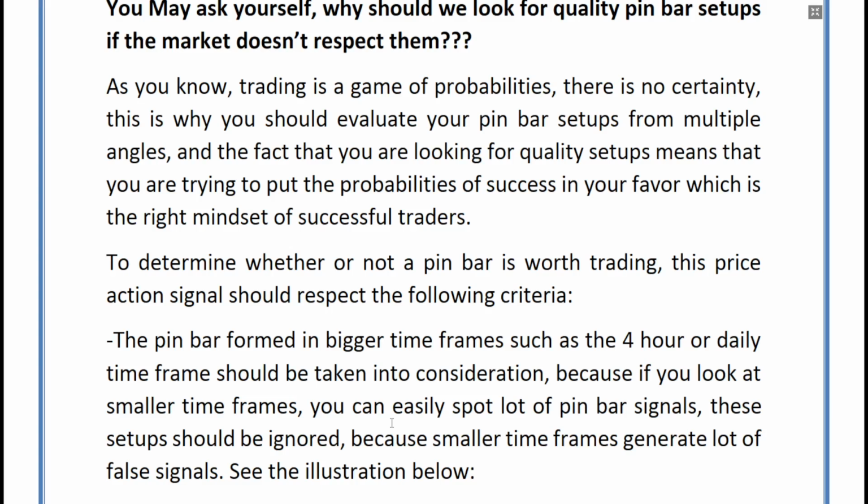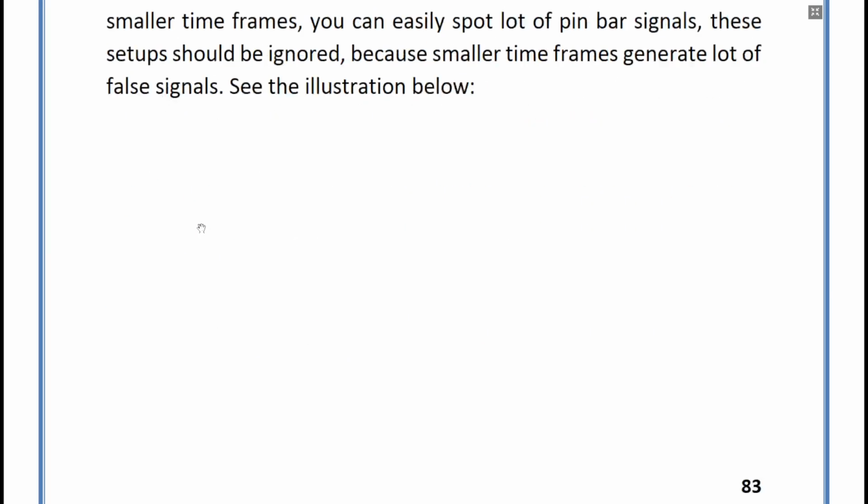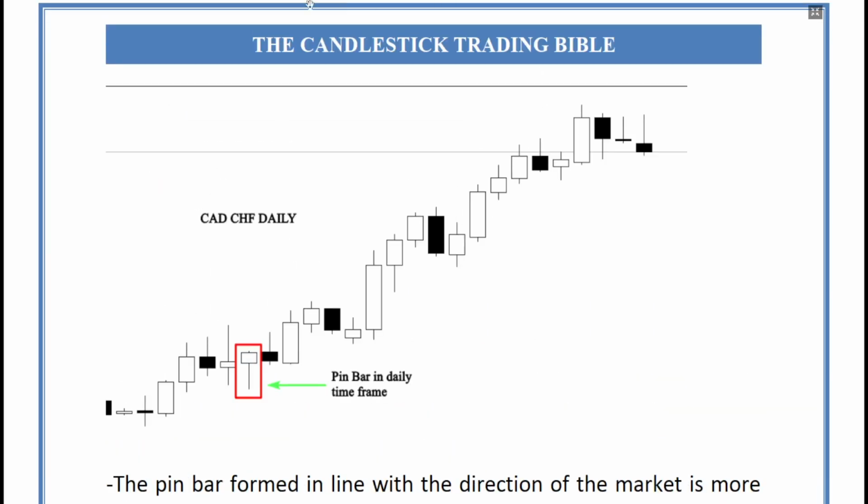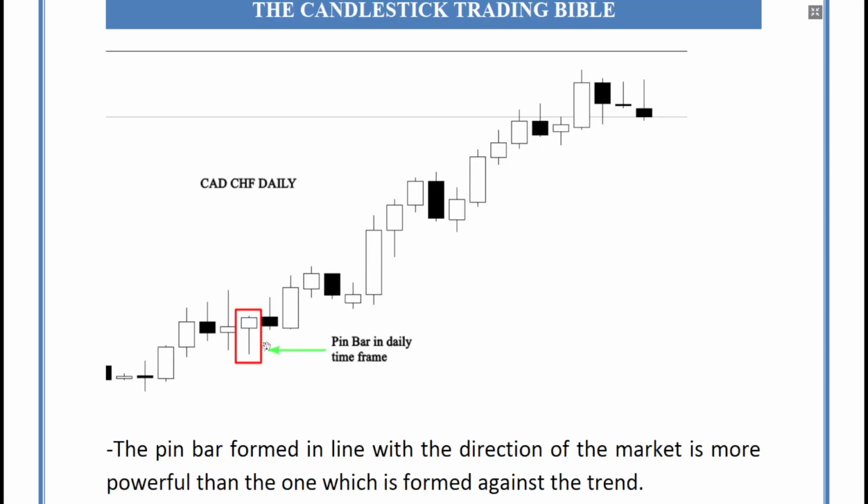Smaller time frames generate a lot of false signals, so those setups should be ignored. Let us see this. As you can see here, you have a chart. Here we have a bullish pin bar candlestick right here. The pin bar on the daily time frame, as you can see, is bullish.